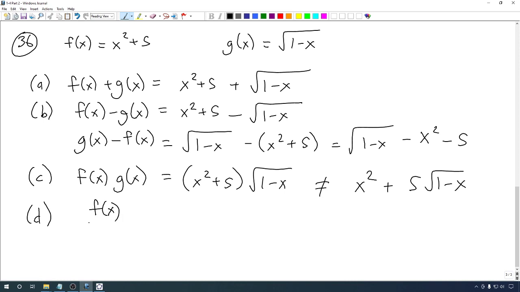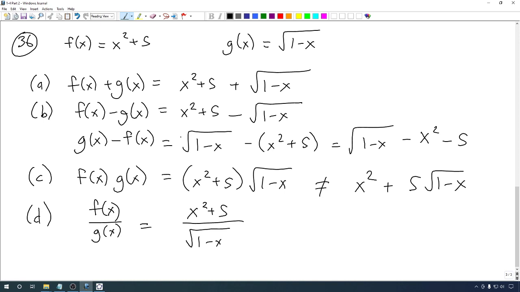Finally, we're going to go ahead and divide them. That's part D. So we take our formula for f, and we put on the bottom the formula for g, and we're good.